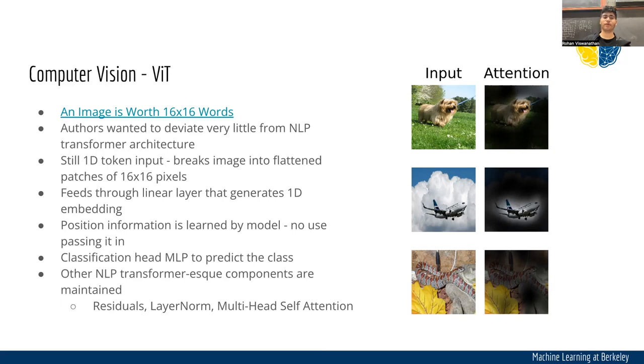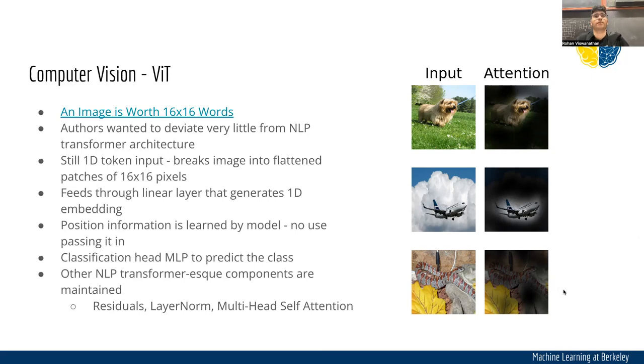This is straight from the paper, where you can see we have an input here. We have attention focusing on the subject. Again, we have an input, attention focusing on the subject. Here we have a lot of things going on. This is a misclassification. So as you can see, we don't really have attention on one specific kind of target.